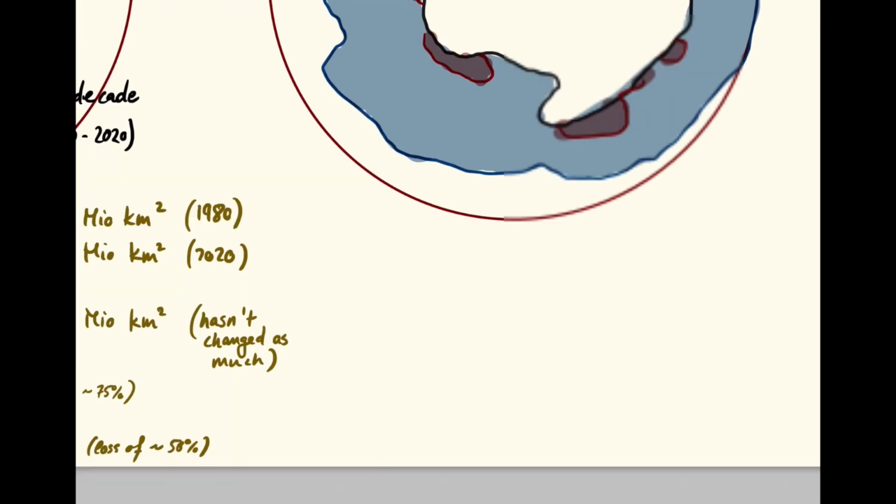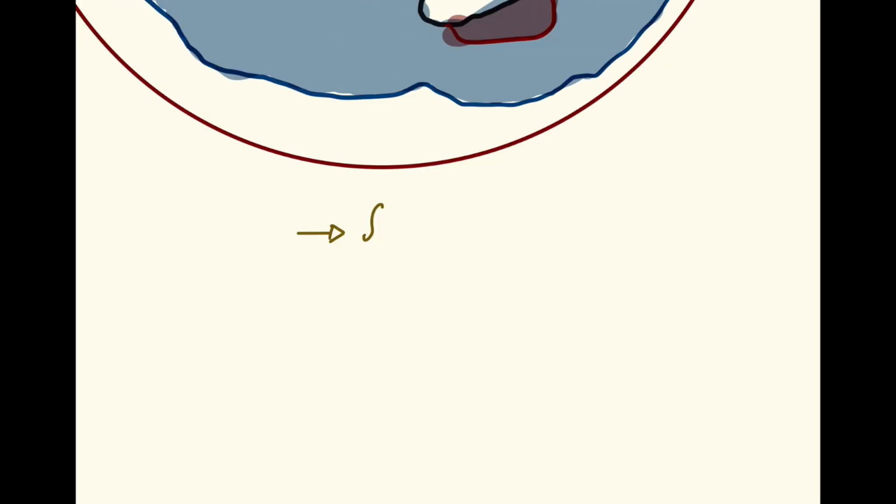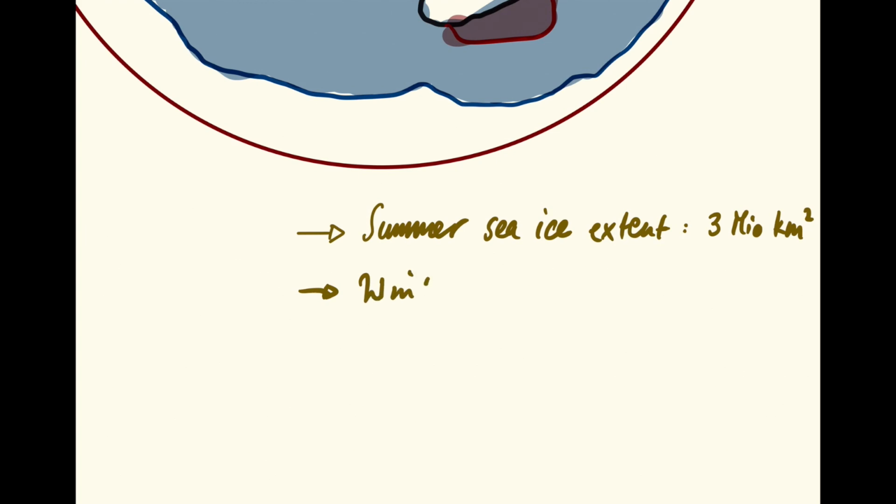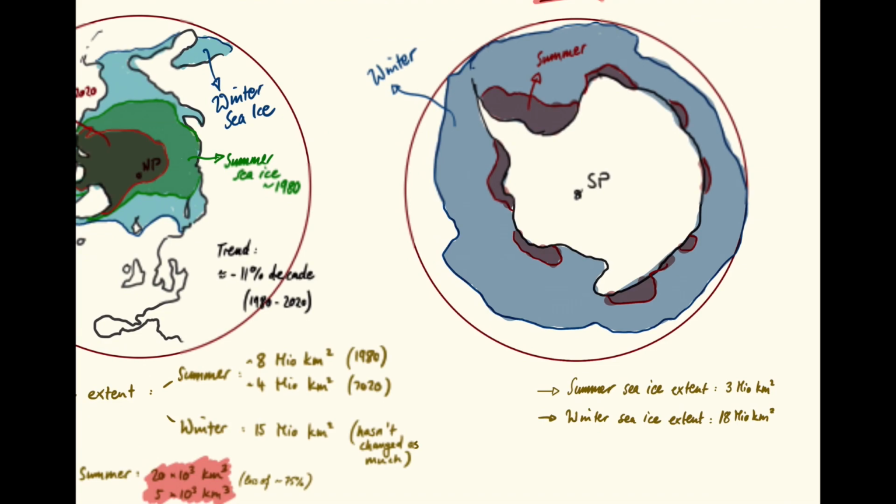So to put some numbers on here for the Antarctic, summer sea ice extent is around 3 million square kilometers, and winter sea ice extent is around 18 million square kilometers. So every year you have this giant seasonal cycle of sea ice melting and freezing. And sea ice volume in the Antarctic is actually quite hard to estimate because we don't know the thickness of this huge seasonal sea ice cover very well.